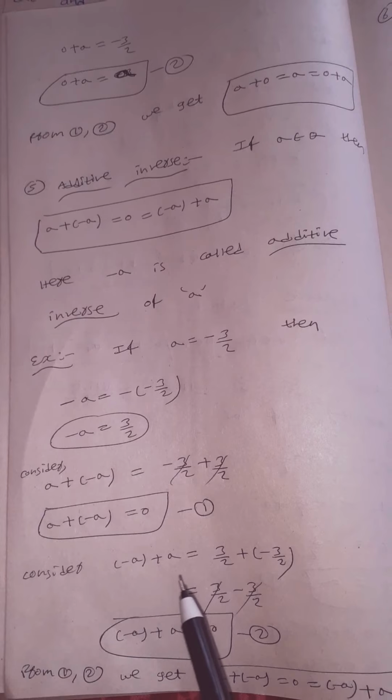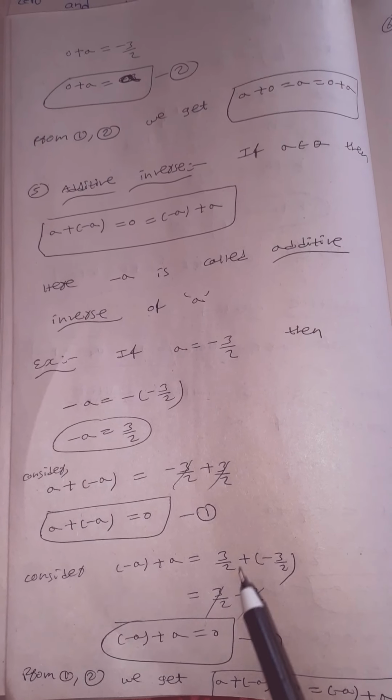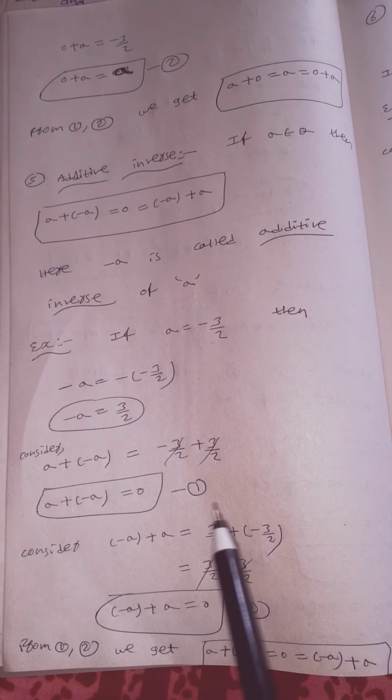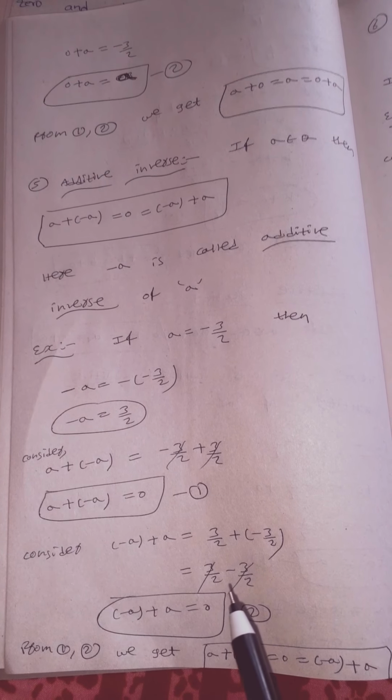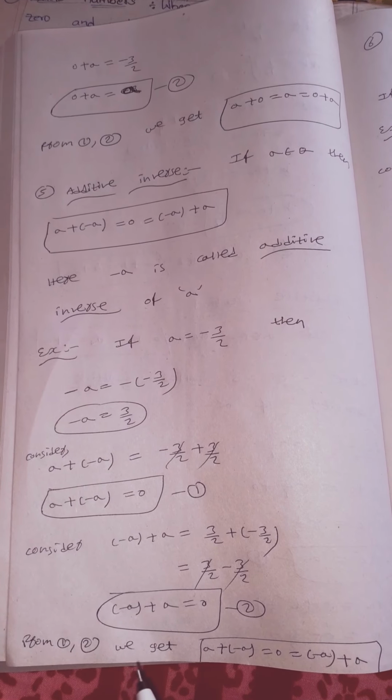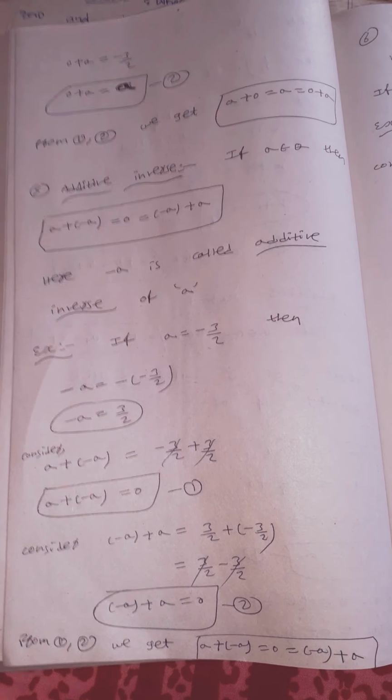Next consider minus A plus A. Minus A's value is 3 by 2, plus A's value, minus 3 by 2. So write 3 by 2 as it is, plus into minus is minus 3 by 2. 3 by 2 minus 3 by 2 is 0. From 1 and 2 we got both are equal.